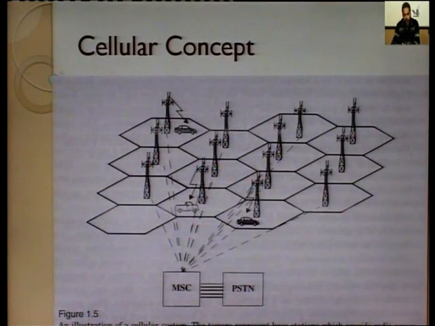So, suppose we call from our landline telephone, then first this call will go to the mobile switching center. After this, the call will go to the tower of the area where the mobile phone subscriber is operating or where he is moving.